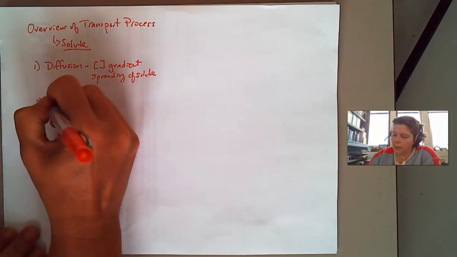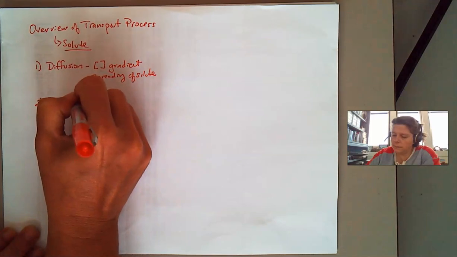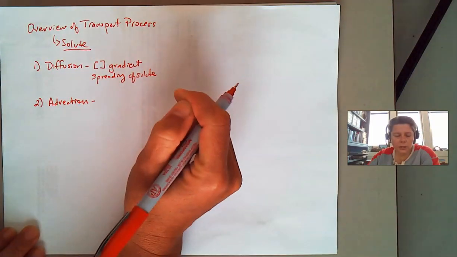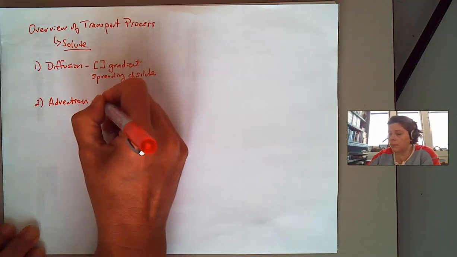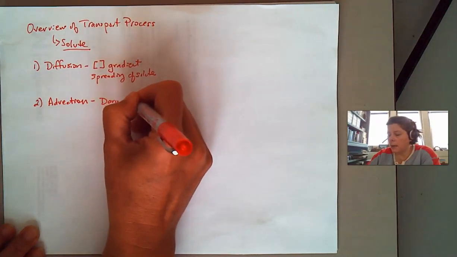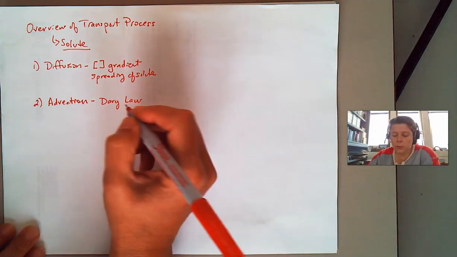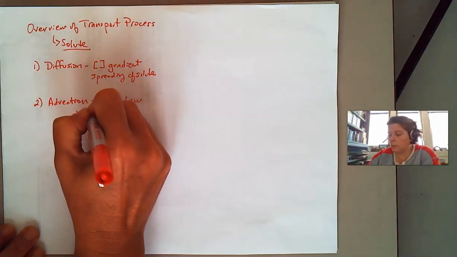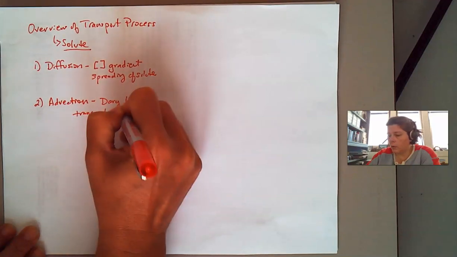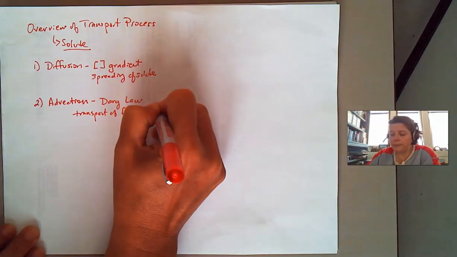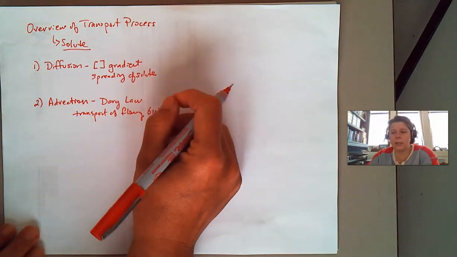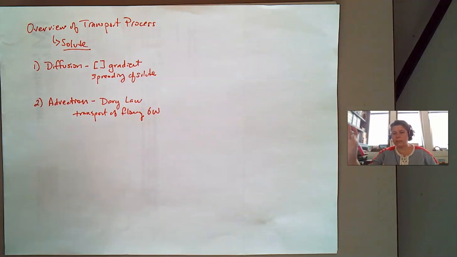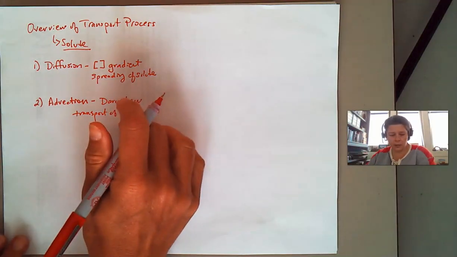They also move by advection. Advection is transport by flowing groundwater, predicted by Darcy's law. A lot of times when we think about advection, it moves as a pulse. It moves as a piston flow. We'll get more into that, but piston flow is advection.